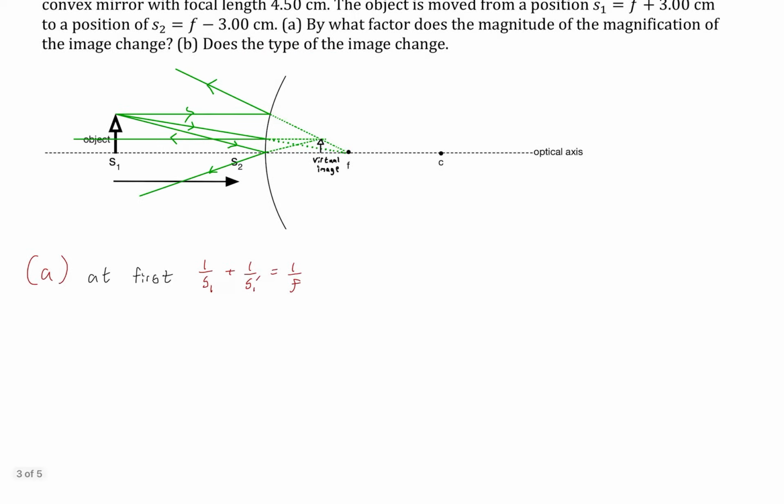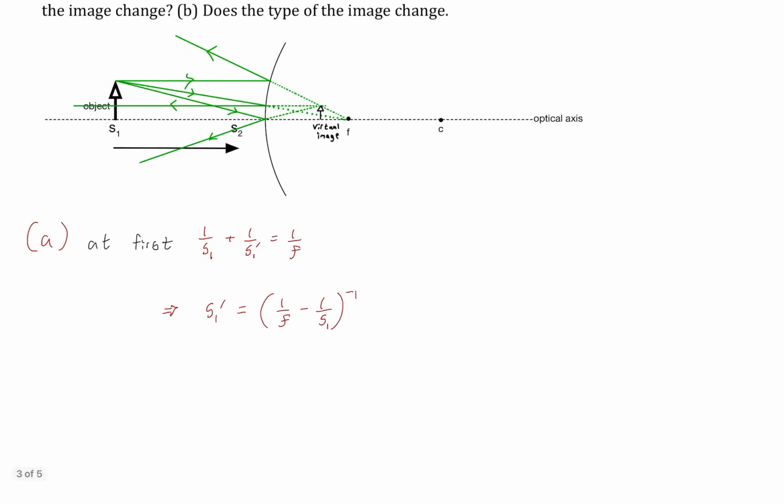Okay? All right. So here's our familiar formula. Go ahead and solve for image distance. Plug in our values. Notice it's negative focal point because it's a convex mirror. And we get negative 2.81. Right? That's this distance right here. This would be S1 prime. Good, okay?